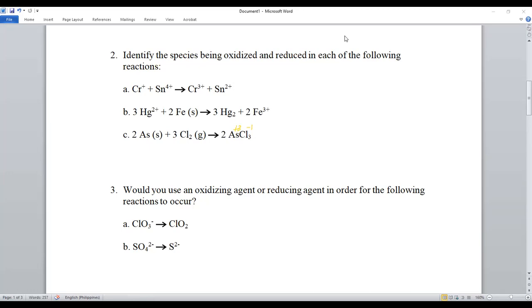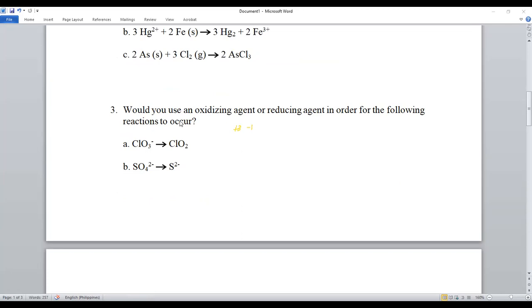Okay? Now we go to number 3. This will not take more than 10 minutes. What would you use here? Are you going to use an oxidizing agent or a reducing agent? Here, this is negative 2, so this must be plus 5. This is negative 2, so this must be plus 4. So what will you use? An oxidizing agent or a reducing agent? Reducing agent, please. Very good. It's a reducing agent. Your chlorine decreases in its oxidation state. So you need a reducing agent because it's being reduced.